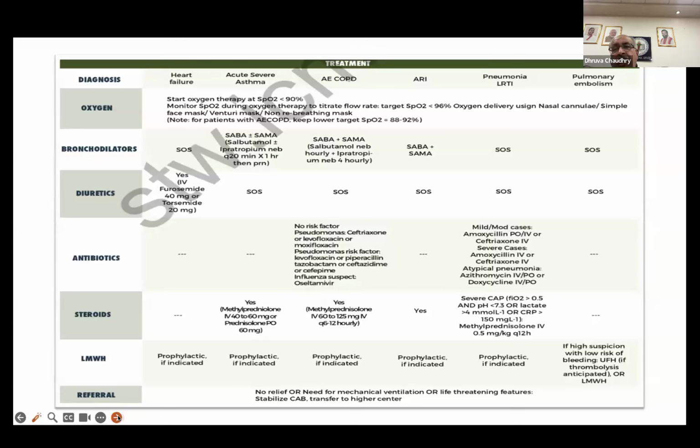Whereas in patients of pneumonia, there's a lot of debate about it, but we all know the severest form of pneumonia, where you're finding hypotension, or we are finding CRP levels, if it can be checked, which is more than 150 milligrams, probably you may use for a short point of time, for 4 to 5 days, methylprednisolone.